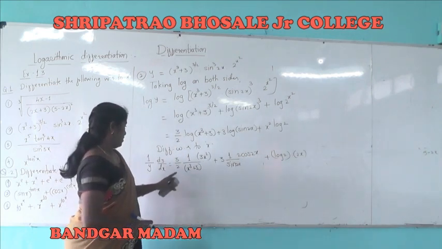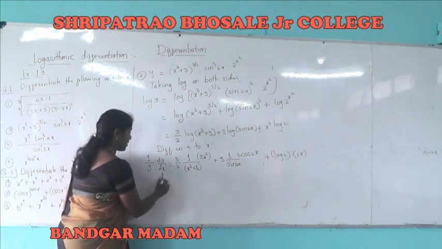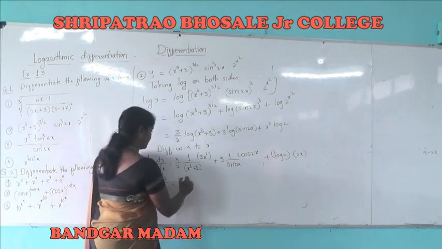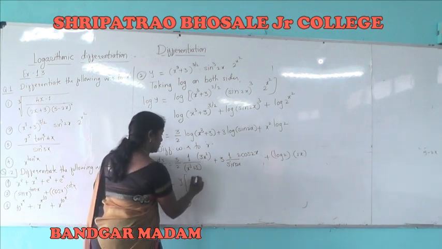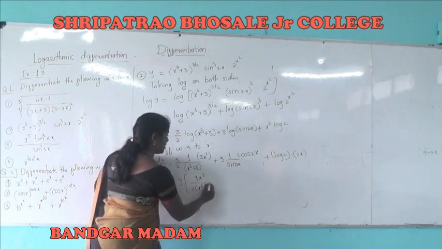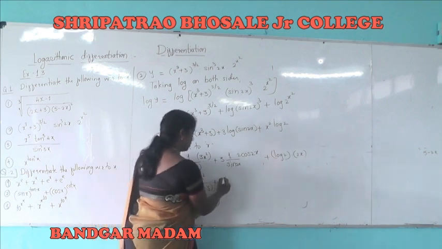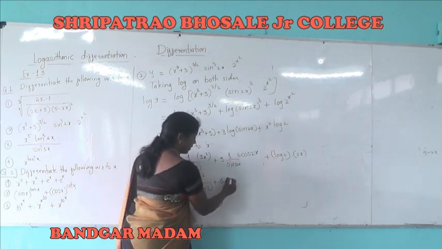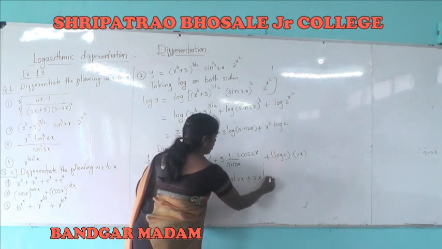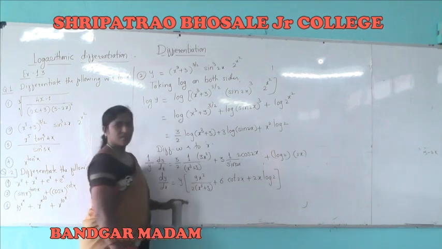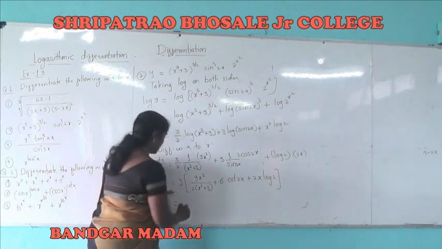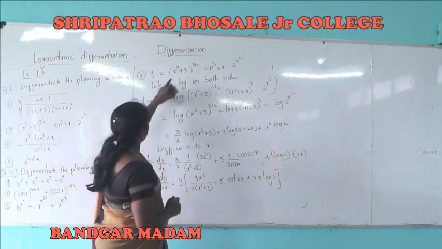So our final answer will be dy by dx is equal to y into 3 by 2 into 3x square upon x cube plus 3 plus 3 into 2 cos 2x upon sin 2x, cos upon sin will be cot 2x, plus 2x log 2. By replacing log, we get the final answer. So, by replacing value of y, we get the answer.